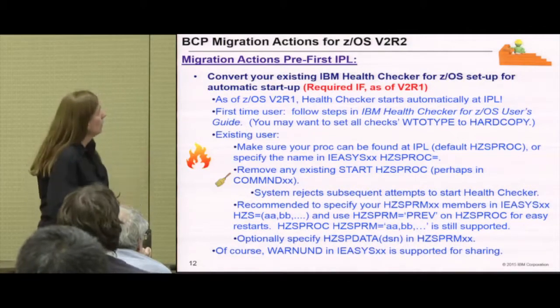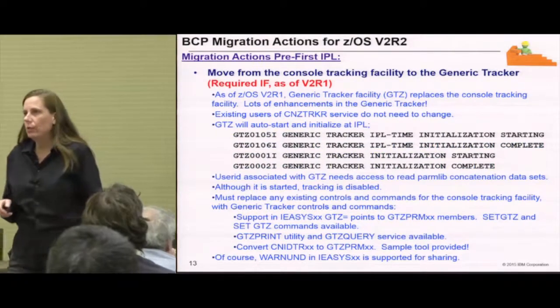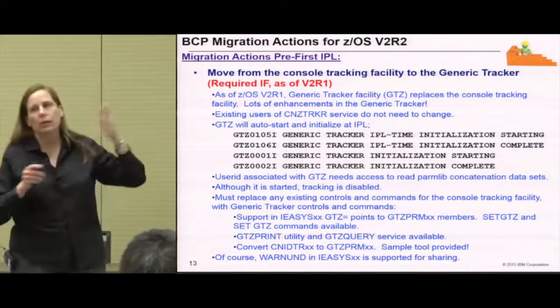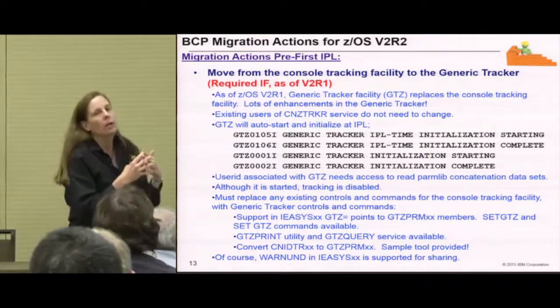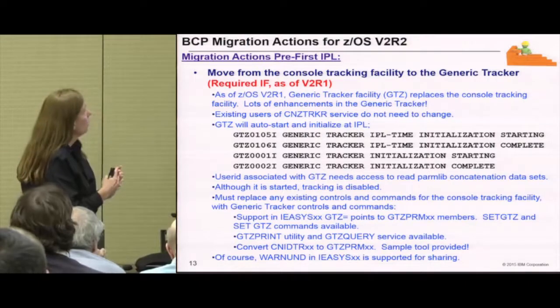Okay, so that's what that means. The next one is the tracking facility in z/OS 2.1. I always put tracking facility and health checker together because I like to see them as companion components, and they really work together to help, especially for migration. I really like those two components.